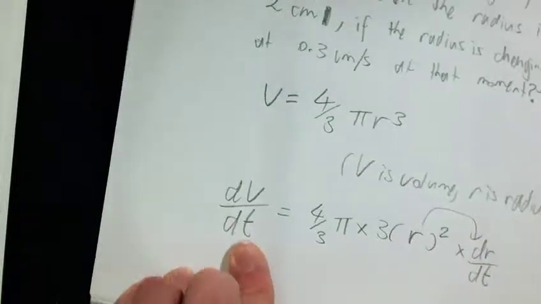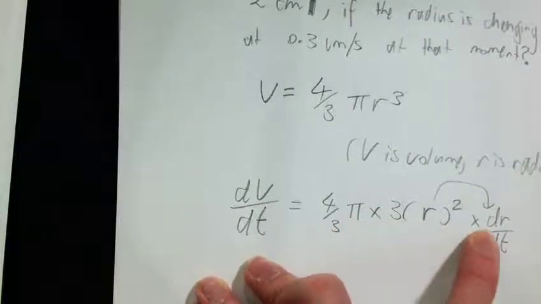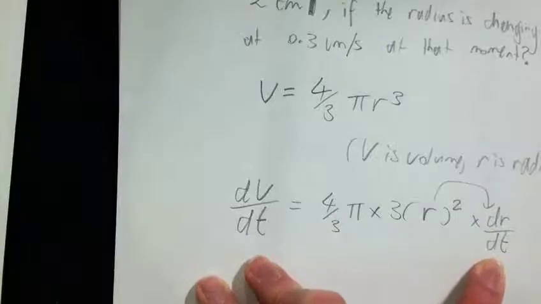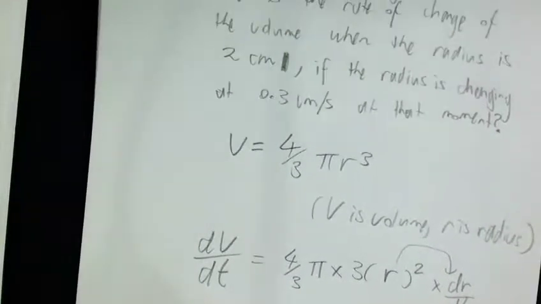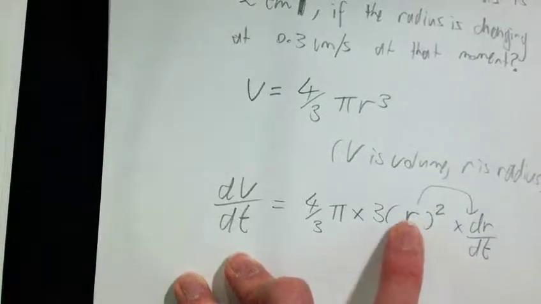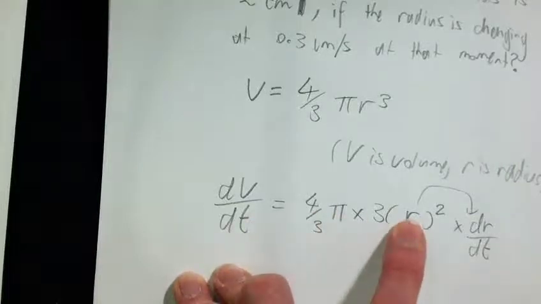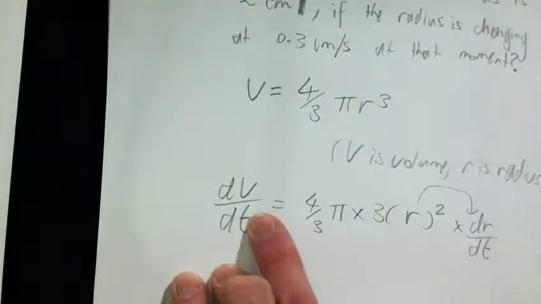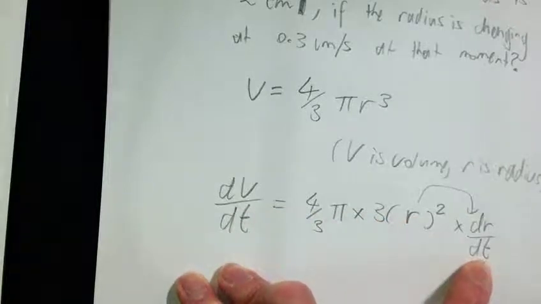I have that dV on dt is 4/3 of pi times 3 times r squared times dr on dt. Now here's the thing. I will see what I can do. They've told me that at this exact moment, so this is changing. So as the radius changes, the rate of change of V will change. The bigger r is, the faster the volume is changing, because this gets bigger. But it depends on how quickly the radius is changing at this moment as well.